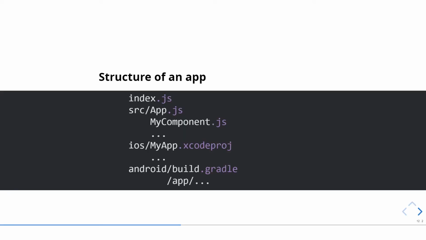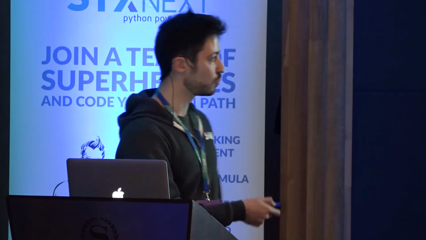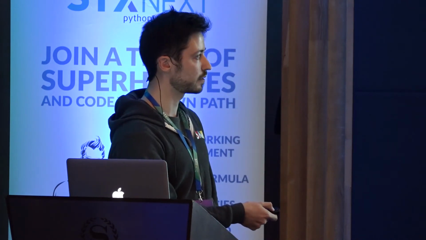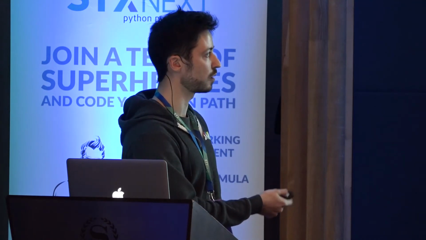Here is the structure of an application. You have your JavaScript part, which is the 90% of your application, and there is the Xcode project and the Android project. So what you have are two native applications. You can do anything that you want with it, except that it's an application that is starting a JavaScript engine with your application.